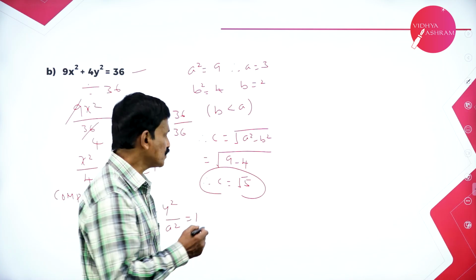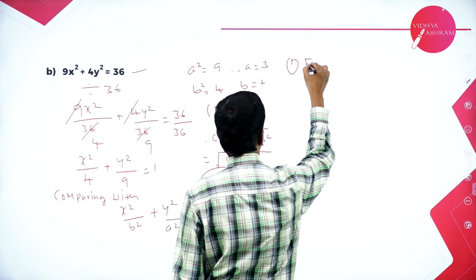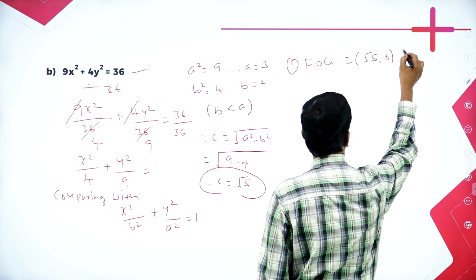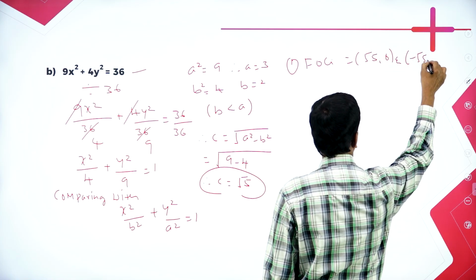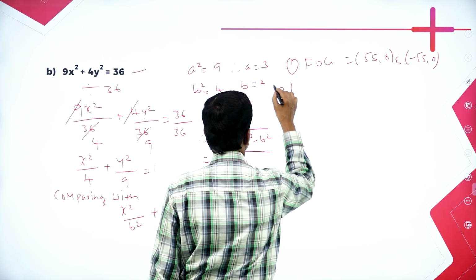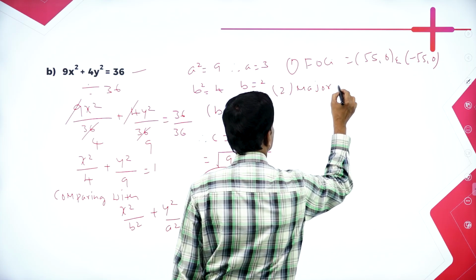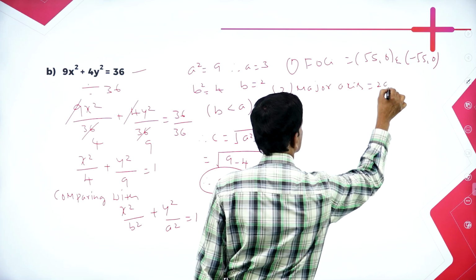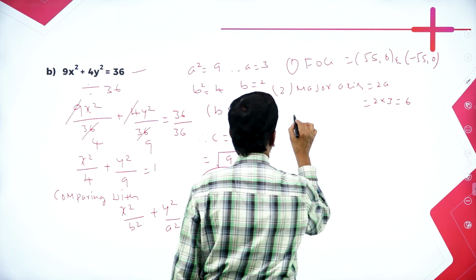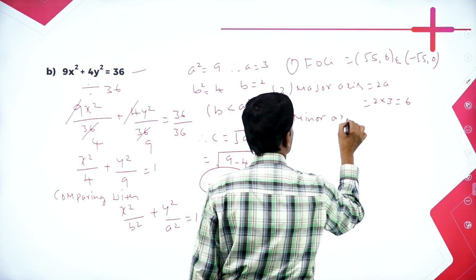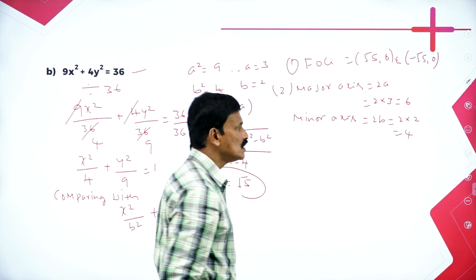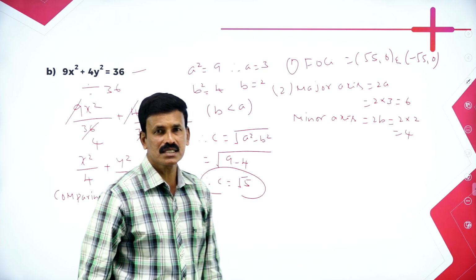Okay. Now just write down the foci. So foci is root 5 comma 0 and another one is minus root 5 comma 0. Okay. Now length of major axis. Major axis is 2a, that is 2 into, what is a? a is equal to 3, 2 into 3 is 6. And the length of minor axis is equal to 2b, 2 into b is 2, 2 into 2 is 4. So the major axis is 6 and minor axis is equal to 4.